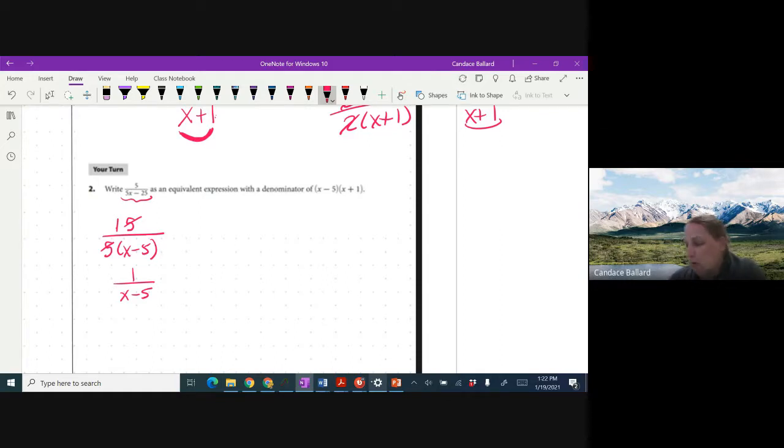Now I want to write it with this denominator. So I'm going to write an equal sign. I'm going to write x minus 5 times x plus 1. Okay, so let's check it out. I'm not going to check that. I'm going to ask you. Let's see if you understood this when I taught it a few minutes ago. What is missing from the original that's in the new one that I'm going to have to multiply by? So what am I going to need to multiply top and bottom by?